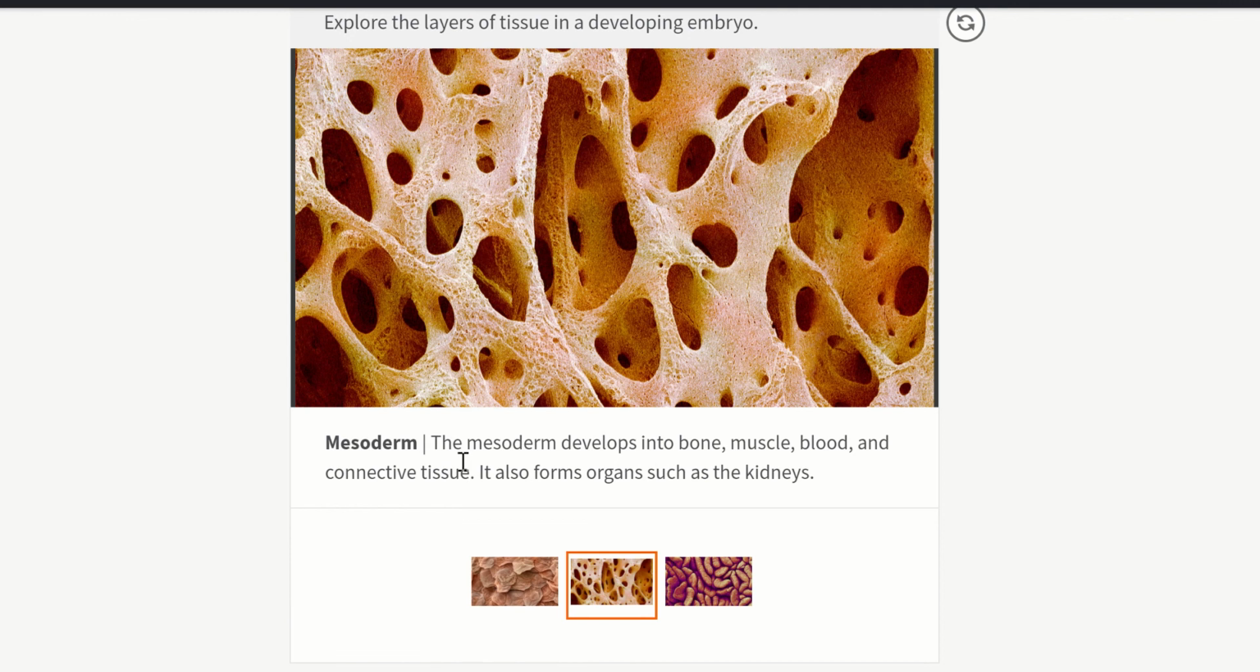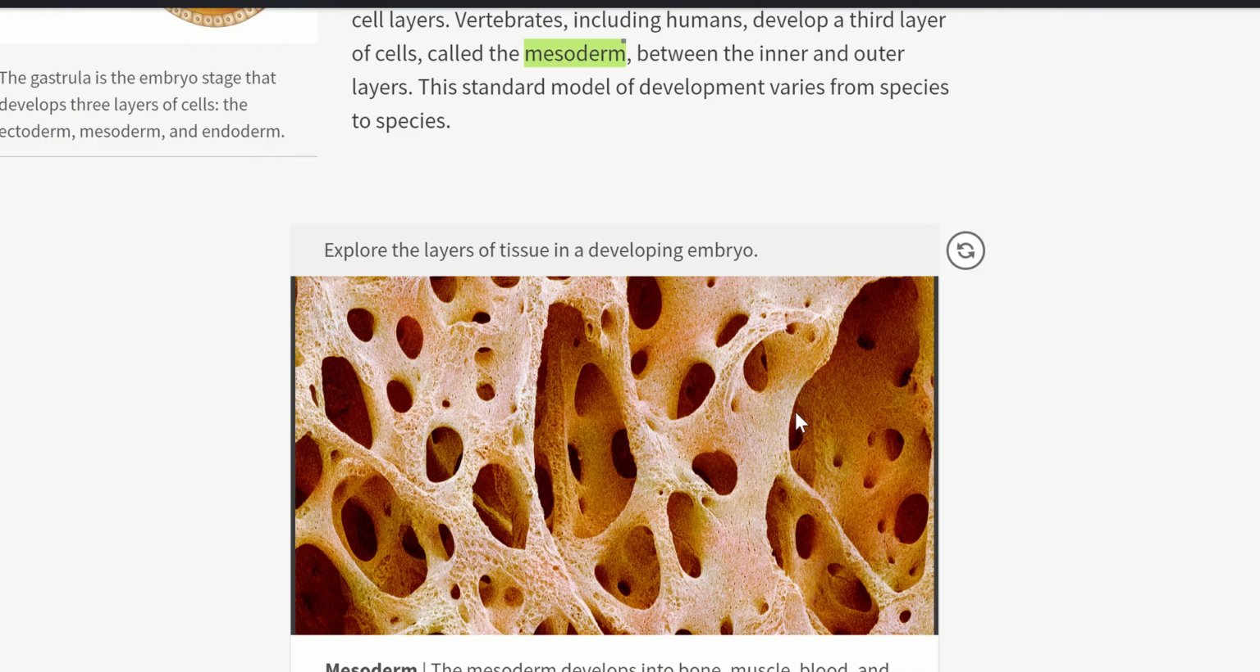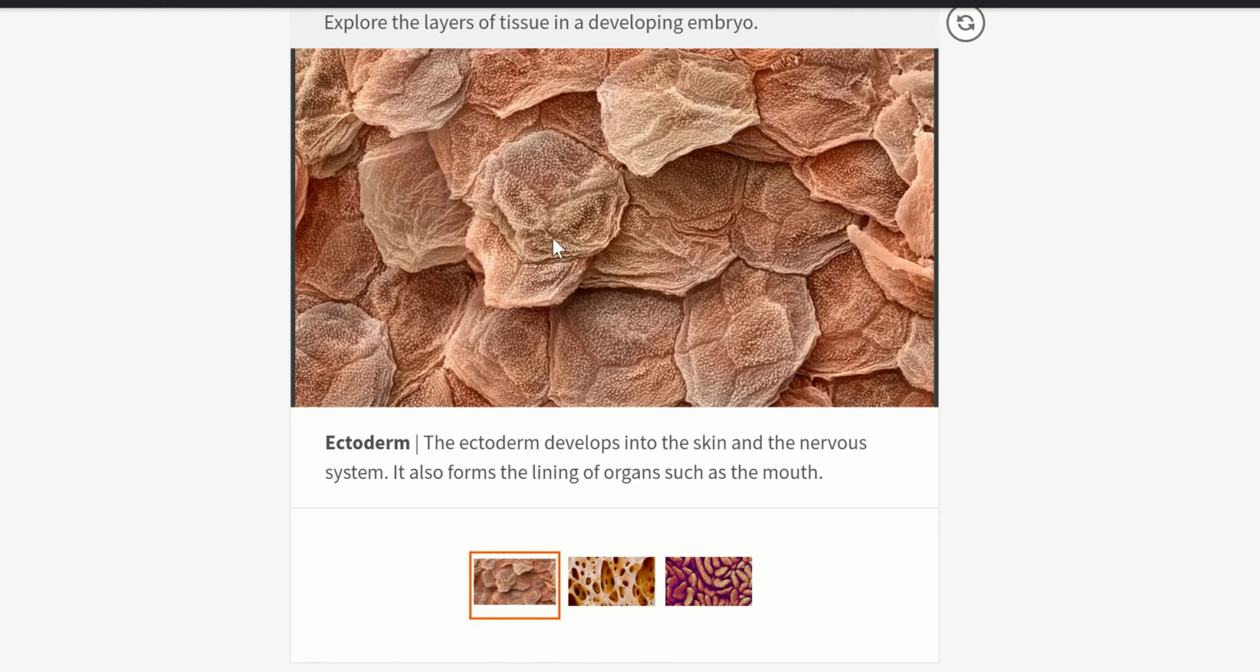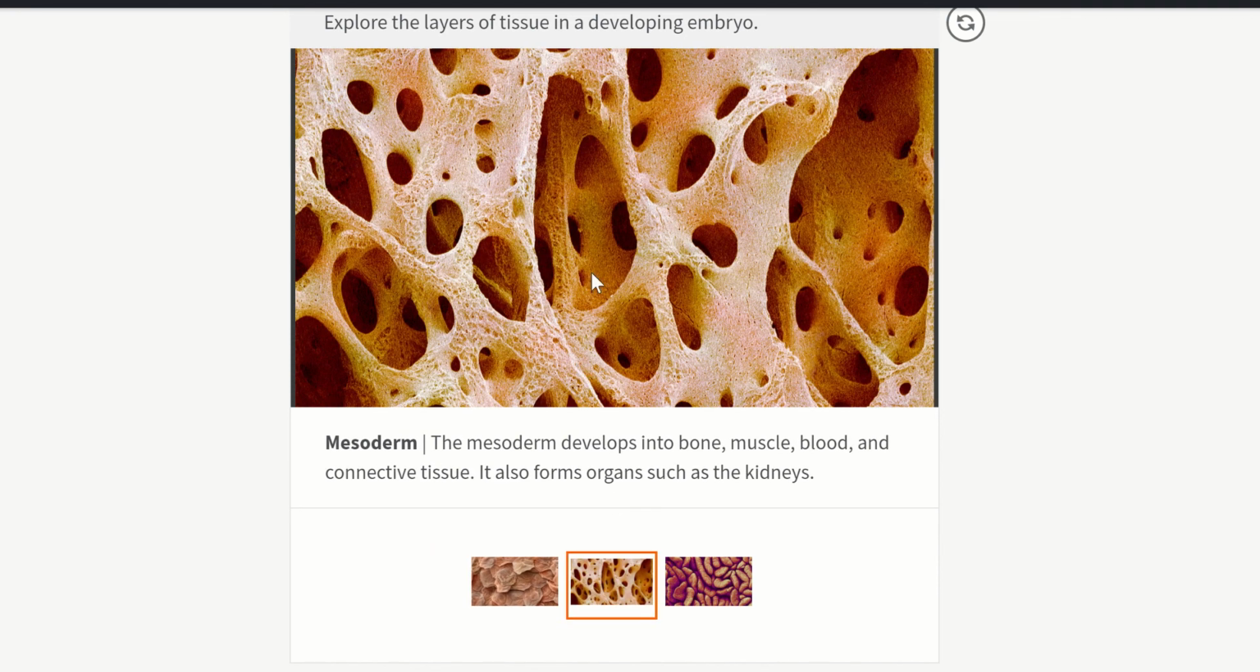And then when we go to the mesoderm, it is going to develop into bones, muscles, blood, and the connective tissue. And you can see right here how the cells are going to start to take different forms. You can see that these cells are certainly a different form than these because they have a different function. This is also going to create organs such as the kidney.